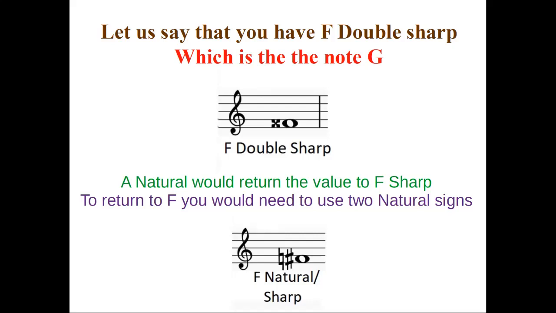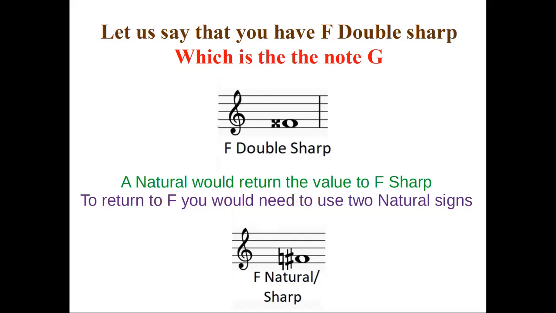So we have a symbol for a double sharp. It looks like a little X about the height of the note. We put the X in front of the note, and that means double sharp. So F double sharp is actually the note G. There's an enharmonic change for you. Now the natural would return the value to F sharp, because the natural only returns the value of one sharp.